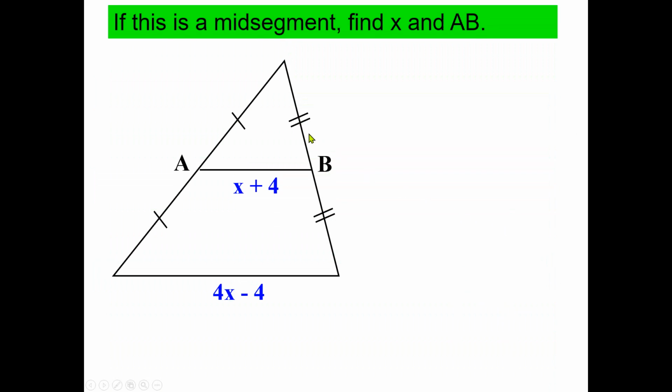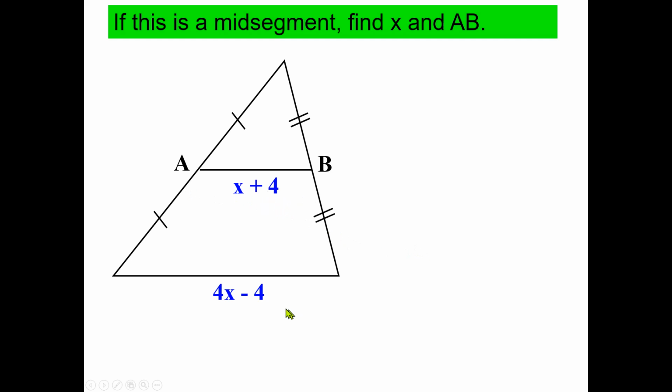Okay, last one, I think. Mid-segment. Remember, it's a mid-segment if you've got these little congruent marks, because that's a midpoint. These congruent marks would make this a midpoint, and so if it has two midpoints, this is a mid-segment. Now, if that's true, then this one is half of this one, right? So if I wanted to set up an equation, I would have to do something special to make them equal so I could set them equal to each other.